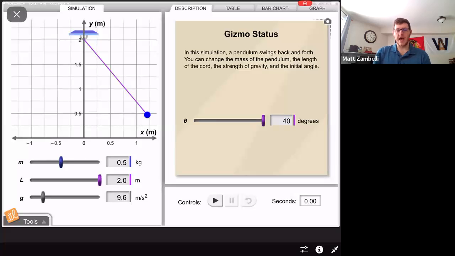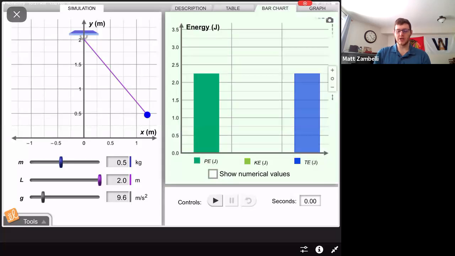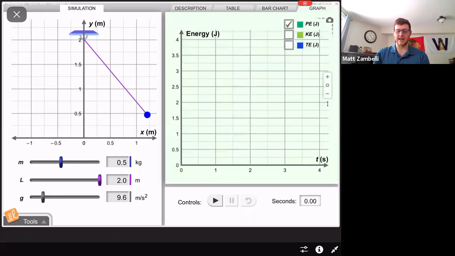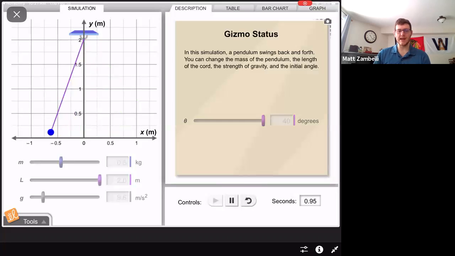And then up at the top is where you're changing to look at the bar chart. You're looking at the table. You can look at the graph, whatever it's asking you for. And then you'll just click play and you'll watch what happens when the pendulum swings back and forth. You guys have today to work on this. It shouldn't take terribly long, but it might roll into a little bit of tomorrow, depending on how much time it takes to get through each of those problems.